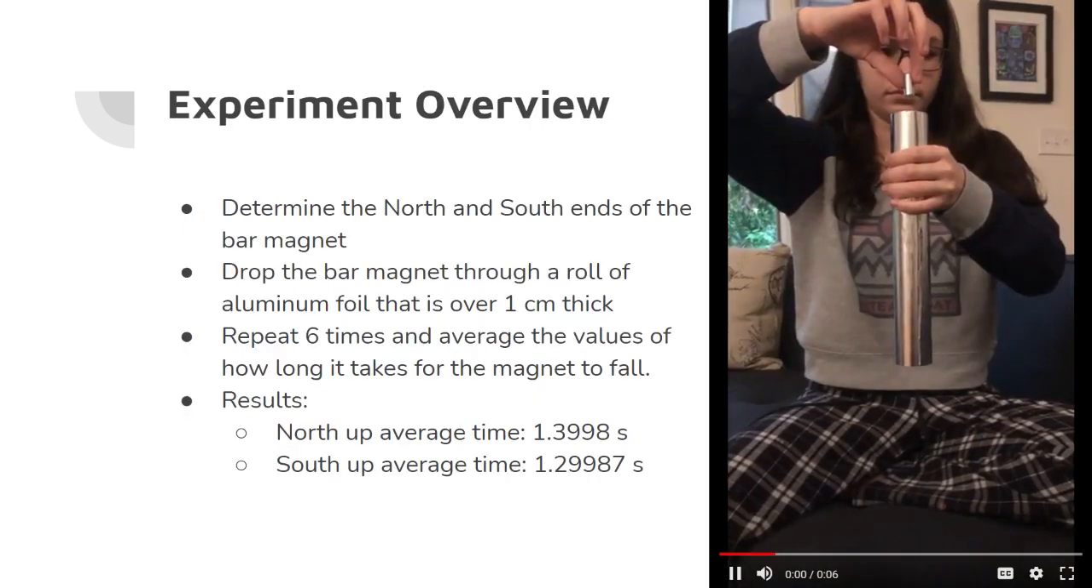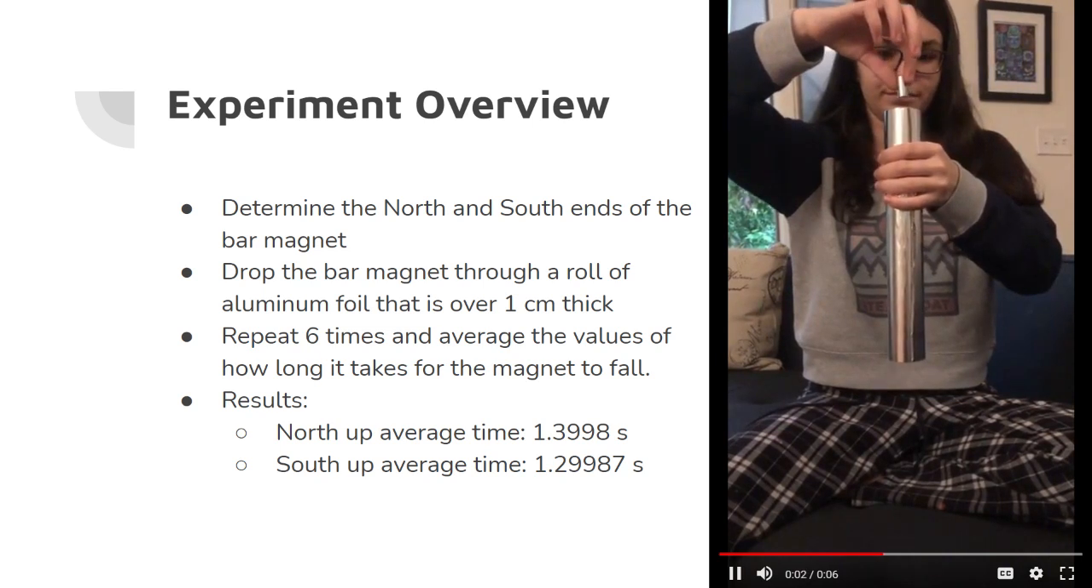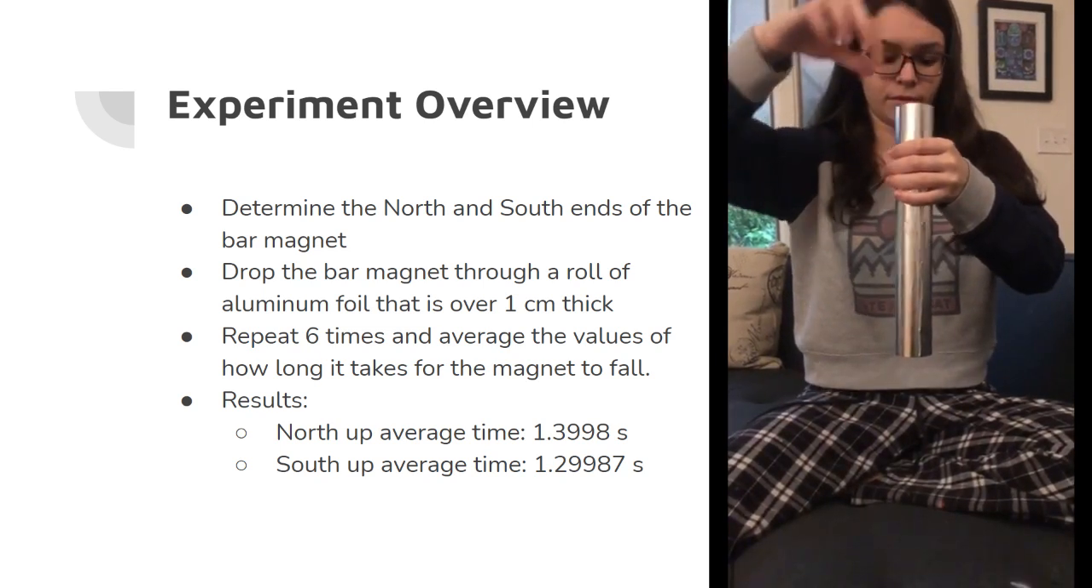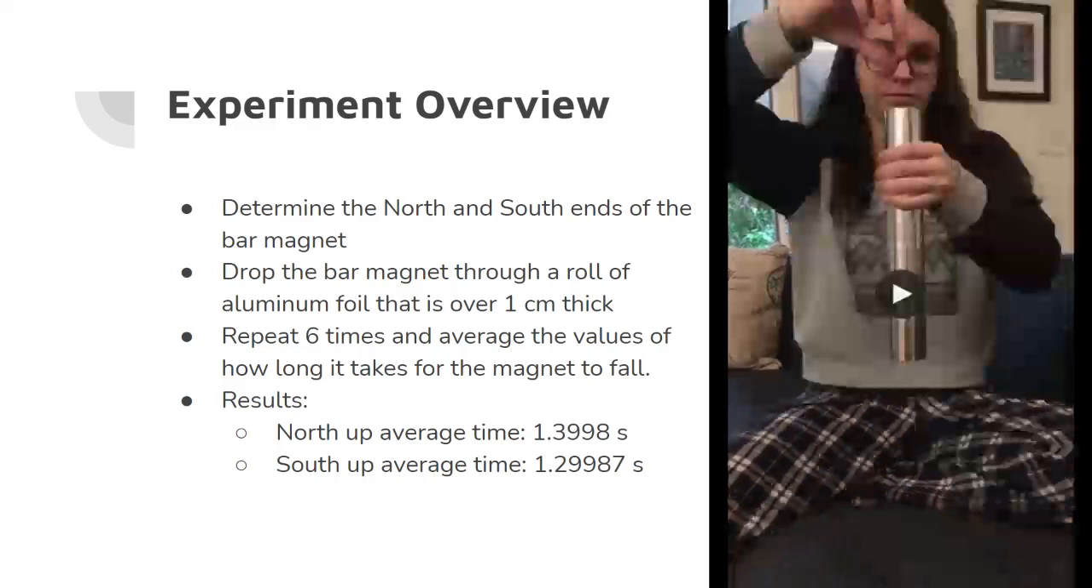So for an overview of our experiment, here is one of the videos that I used to conduct the experiment. And so we determine the north and south ends of the bar magnet, and then drop the bar magnet through a roll of aluminum foil that's over 1 centimeter thick. In my case, it was about 1.6 centimeters.